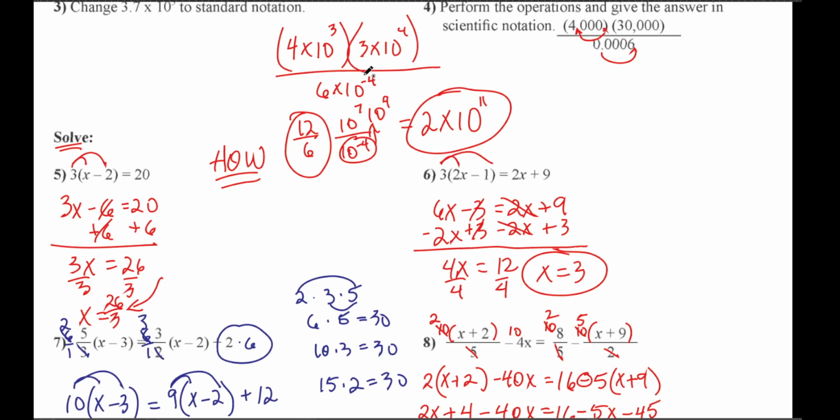There's a couple ways you could do it. If you wanted to, watch. You could have just done this right off the bat, taken that up to the top, and made it 10 to the 4th. You could have done that right away. It doesn't make any difference.